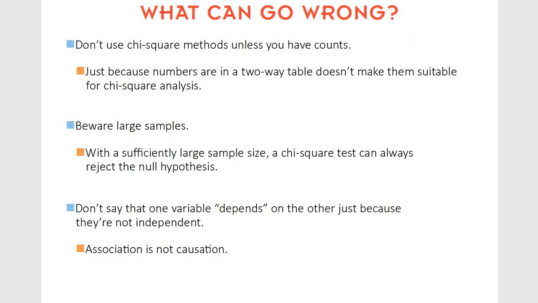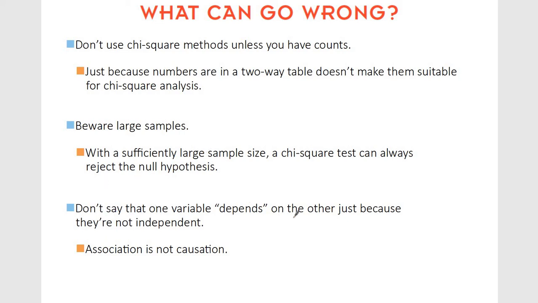All right, so what can go wrong? Don't use chi-square methods unless you have counts. Just because numbers are in a two-way table doesn't make them suitable for chi-square, so a contingency table is not equivalent to chi-square. Beware of large samples. With a sufficiently large sample size, a chi-square test can always reject the null hypothesis. Think about that, just like the 10% condition. We never want to go too large, but we also don't want to go too small.